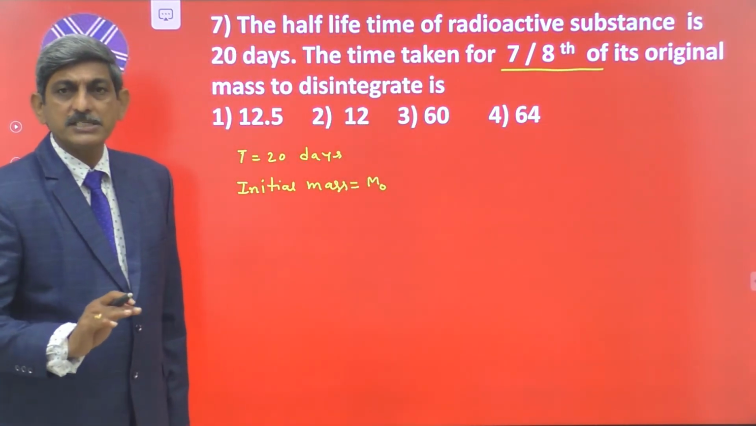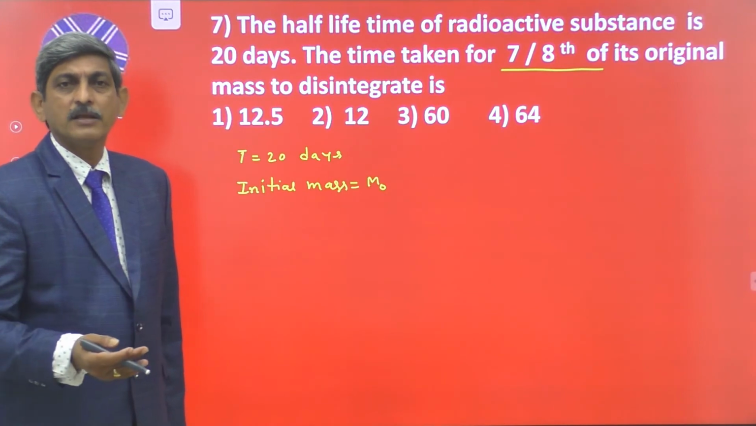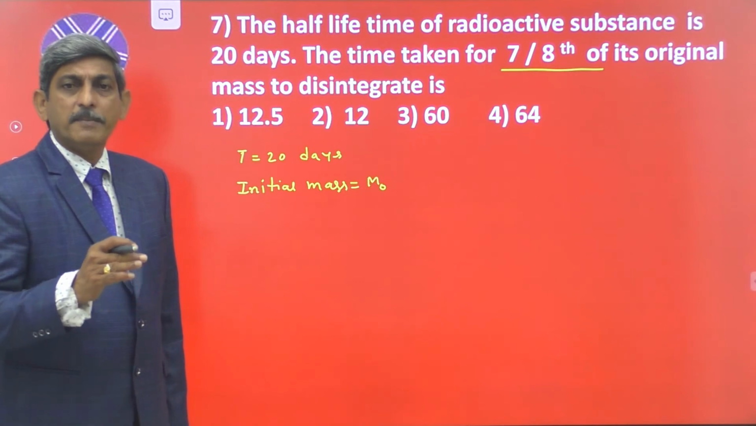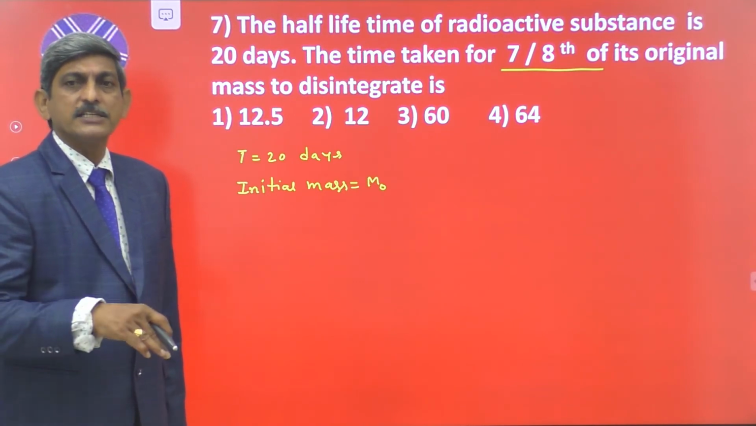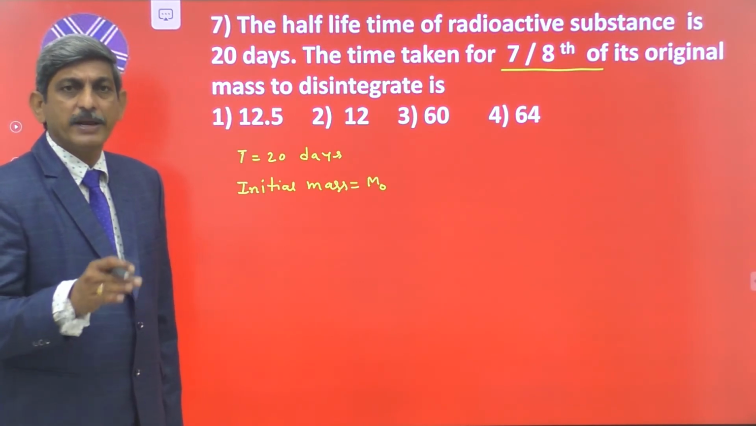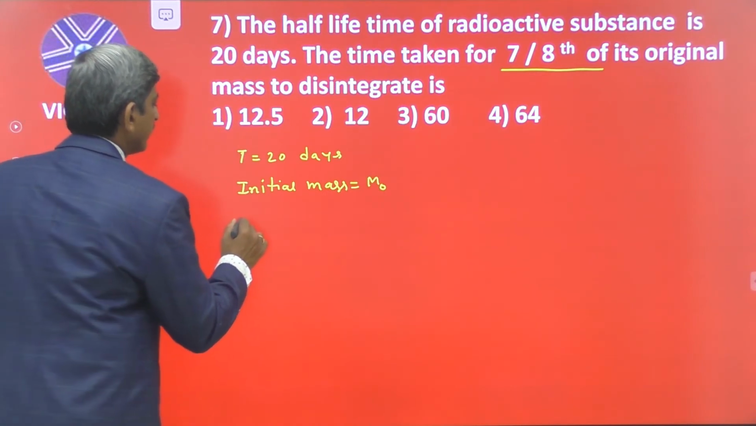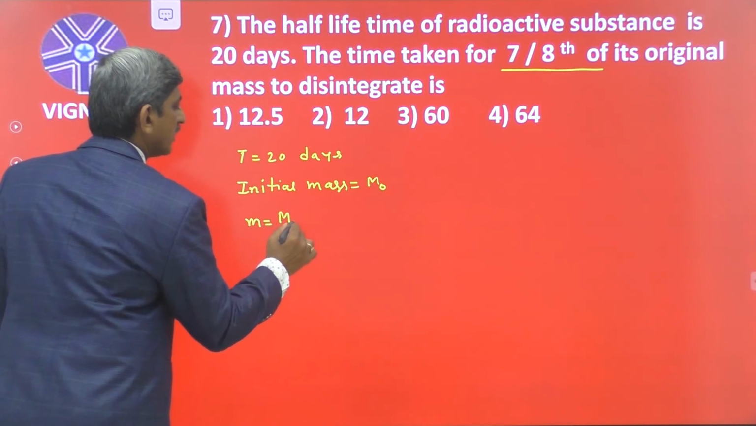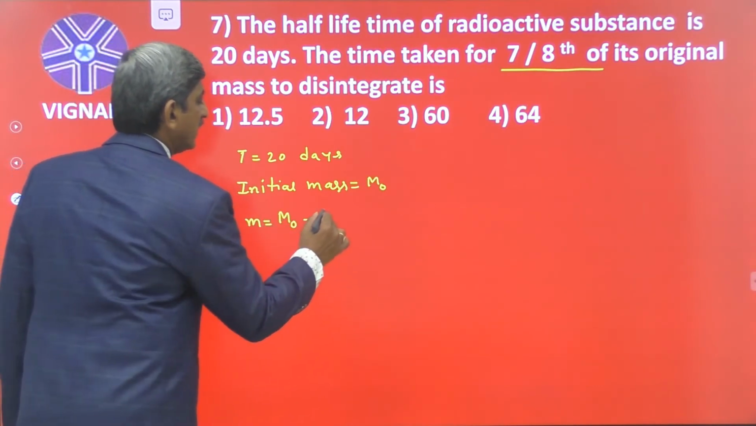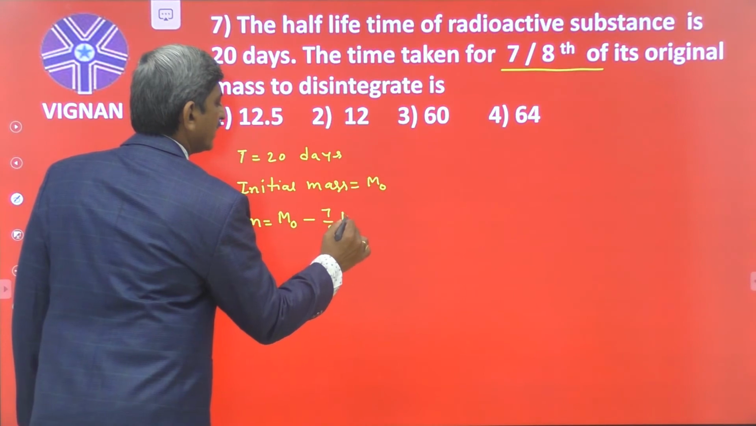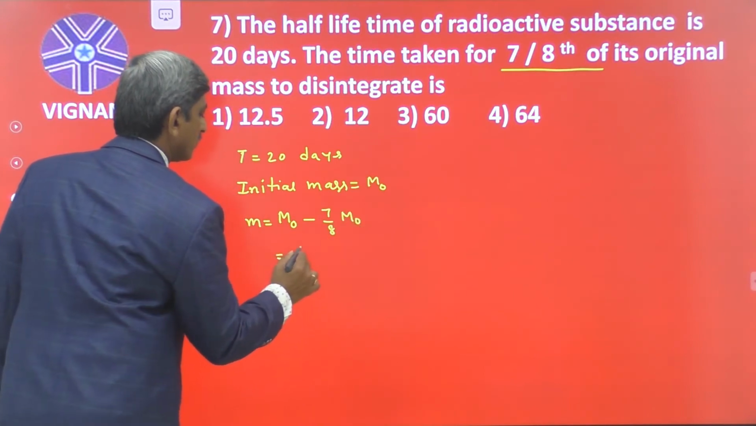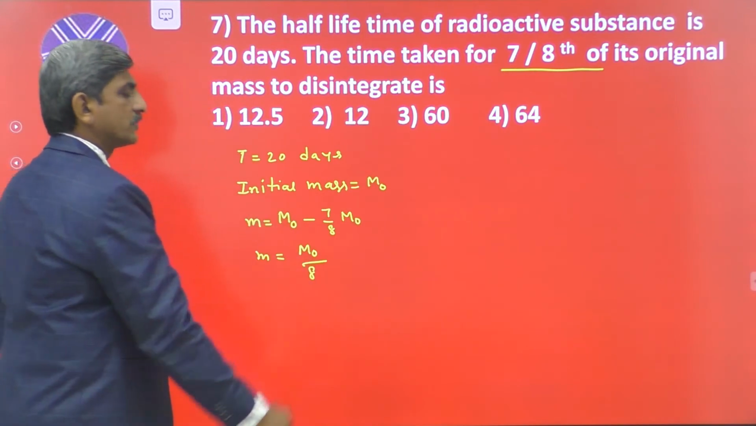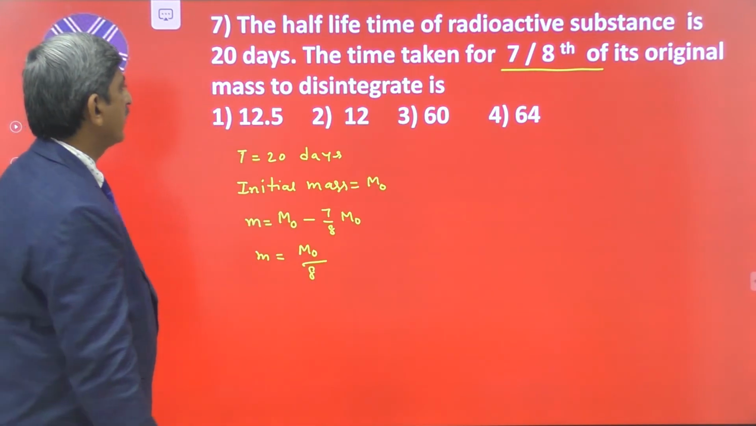But we don't have interest in the mass decayed. In the problems, in the formulas, we must know the mass of the left undecayed substance, or the mass of the remaining radioactive substance, that is given by m is equal to the initial mass m naught minus the decayed mass 7/8 m naught. This is equal to m naught by 8. So m is equal to m naught by 8.